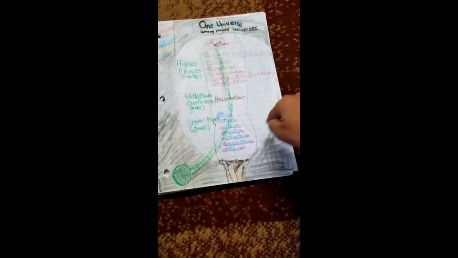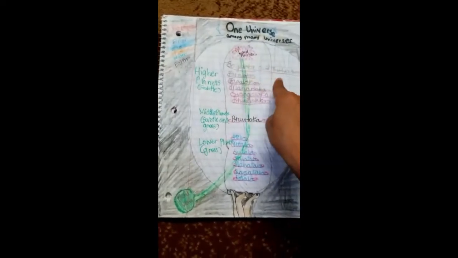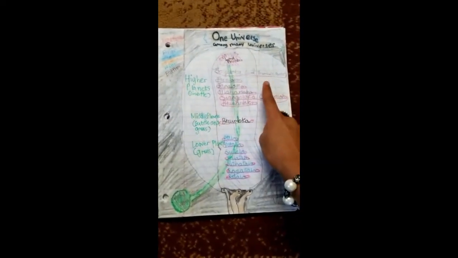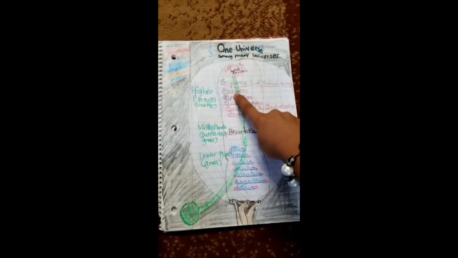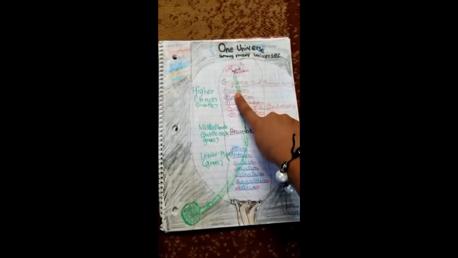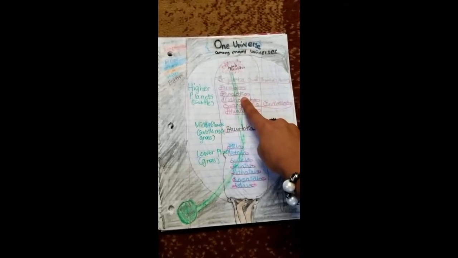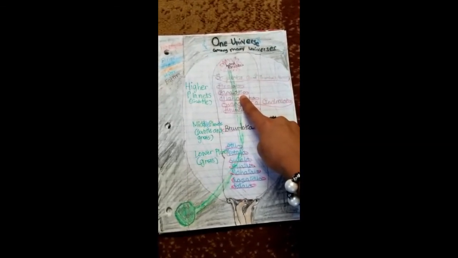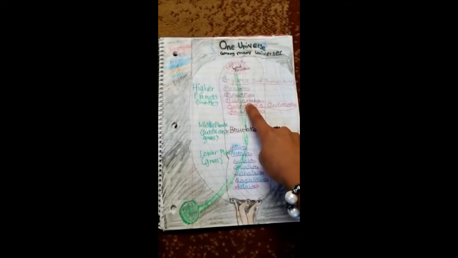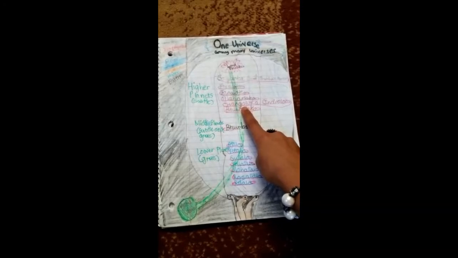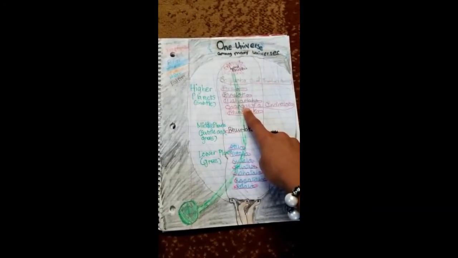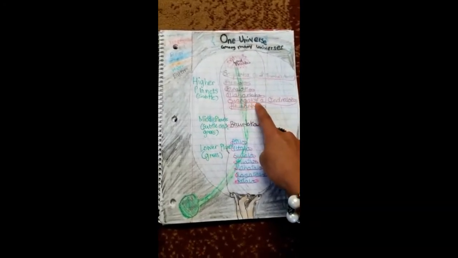So this is one universe among unlimited material universes. First it starts with Lord Brahma's abode, which is Satyaloka. And then after that it is Tapaloka, which is the abode where people do austerities. Then there's Janaloka, the abode of the 7 sages. Then there's Maharloka, and there's Swargaloka, also called Indraloka. And yeah, that's the abode of the demigods.